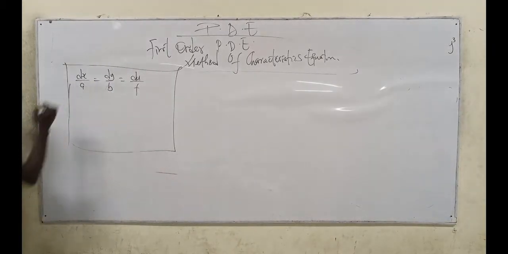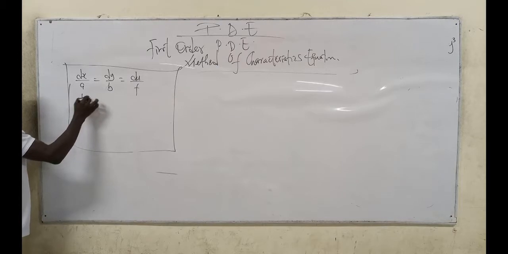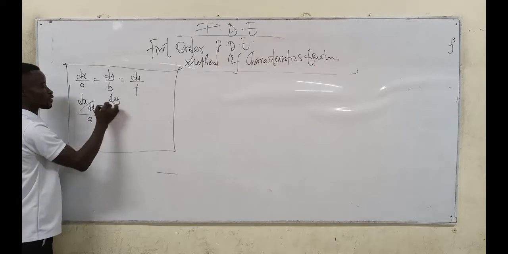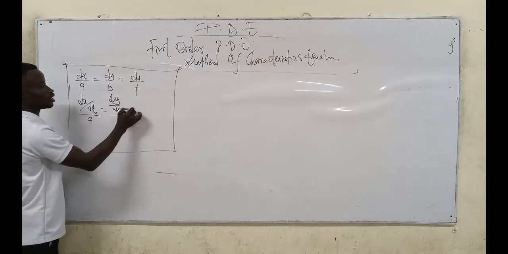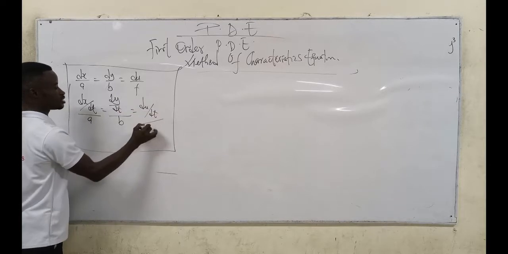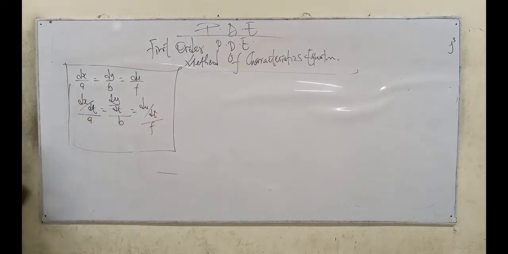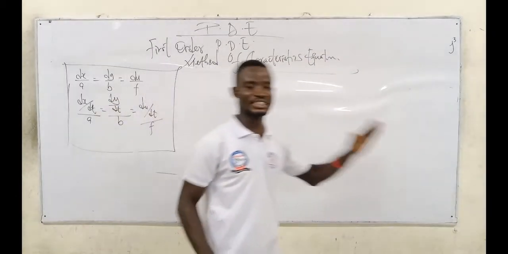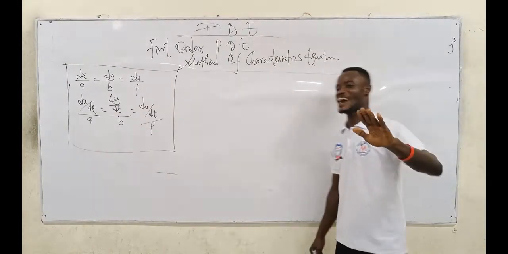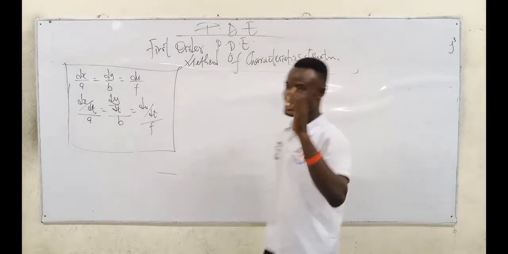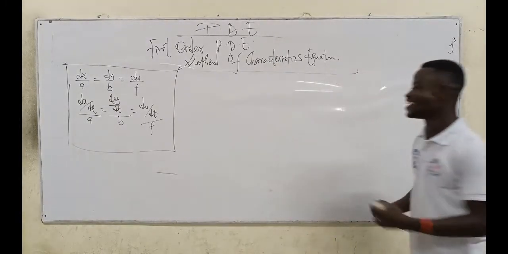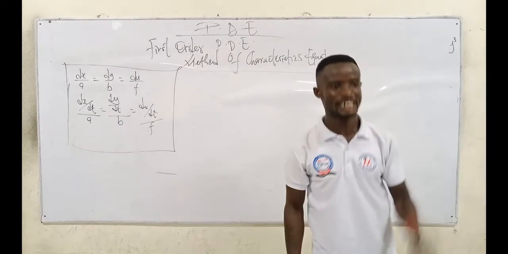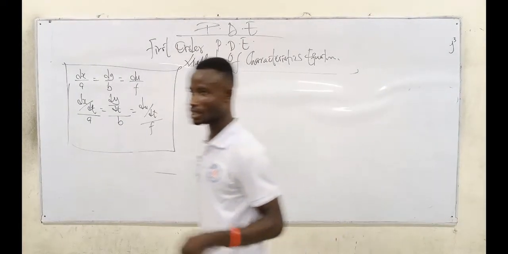But please, this ds, you can also get it as ds over dt, it's still the same thing, all over A. Sometimes, depending on the question, you have to bring the dt, du, dt, it's still the same thing. This is the method of the characteristic equation. We're going to use it to solve linear equations, semi-linear equations, and the coefficients.